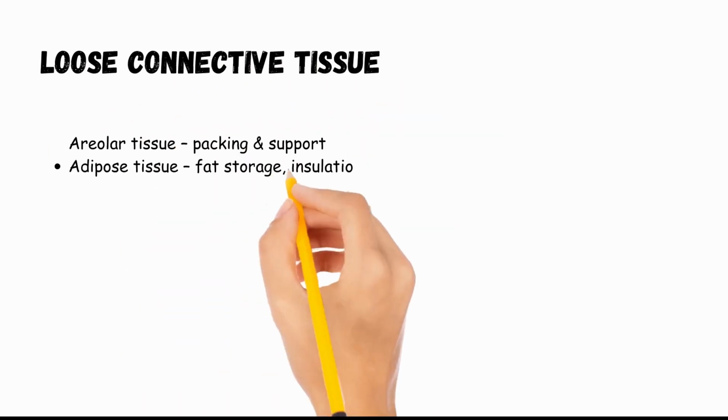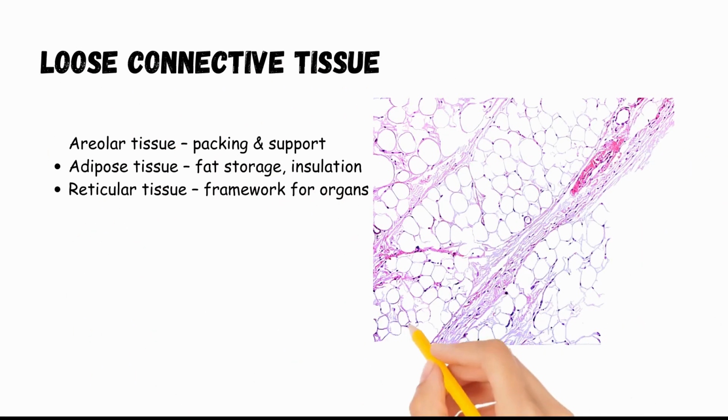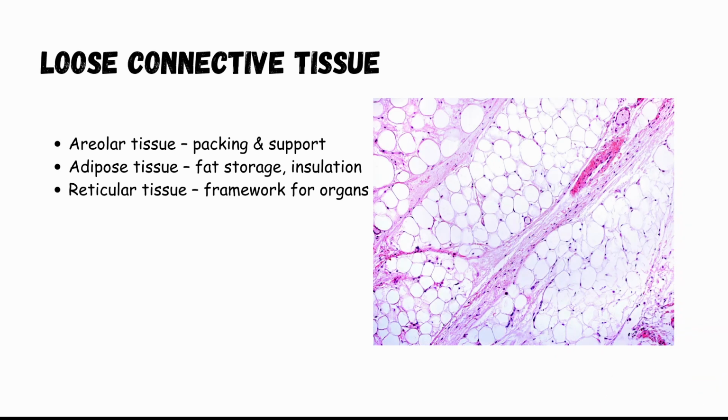Loose connective tissue binds structures and provides flexibility. Areolar tissue acts as packing material and supports blood vessels and nerves. Adipose tissue stores fat, provides insulation, and protects organs. Reticular tissue forms a supporting framework for organs like the spleen and lymph nodes.